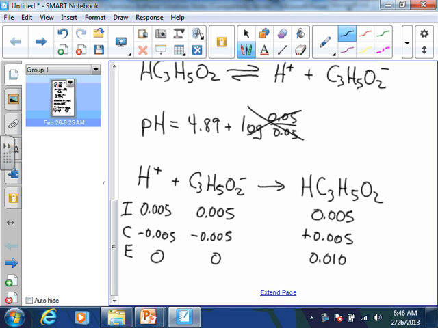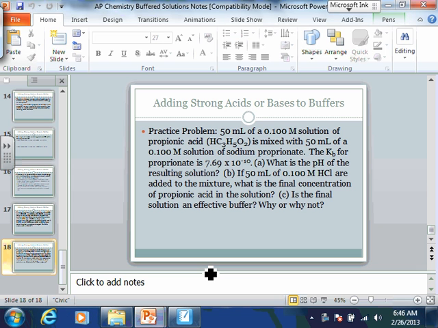Okay? And what is the question asking? I forget. What is the final concentration of propionic acid? Okay. Now here's where we have to be a little bit careful. We just figured out the number of moles that we have, right? It's 0.010. How many liters of solution do we have here? 0.15. We just added 50 plus 50 plus 50. That gives us 150 milliliters, which is 0.15 liters, right?